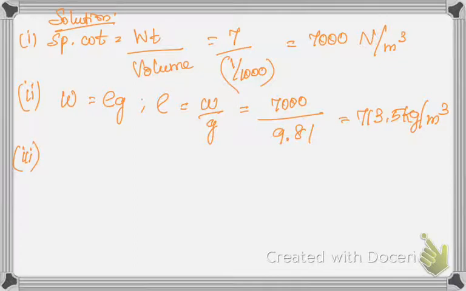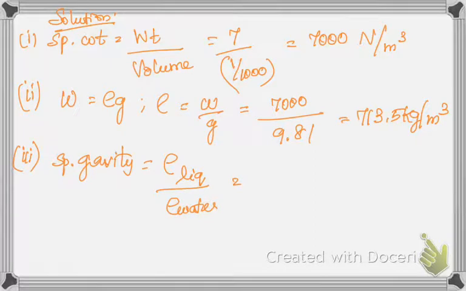So the next one is specific gravity. Specific gravity is rho liquid by rho water. Rho liquid we have determined as 713.5 and for water it is 1000, that is equal to 0.7135. For specific gravity there is no unit.